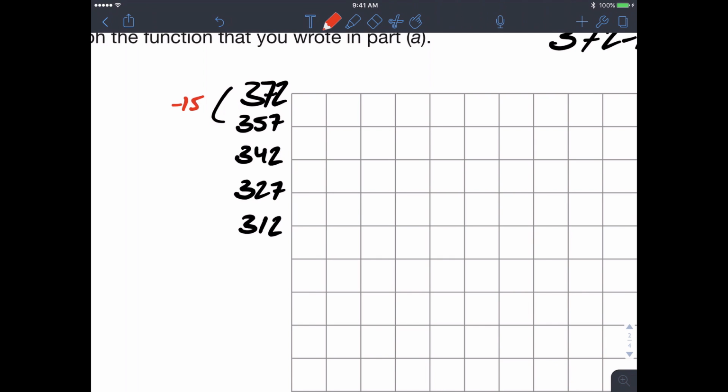I did minus 15. From here to here, minus 15. From here to here, minus 15. From here to here, minus 15. And you can continue with this process.